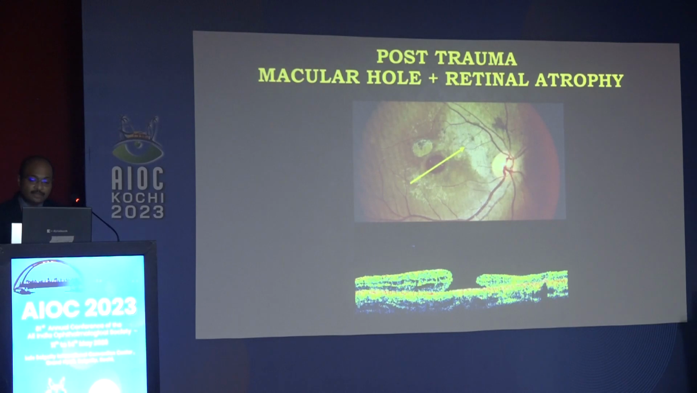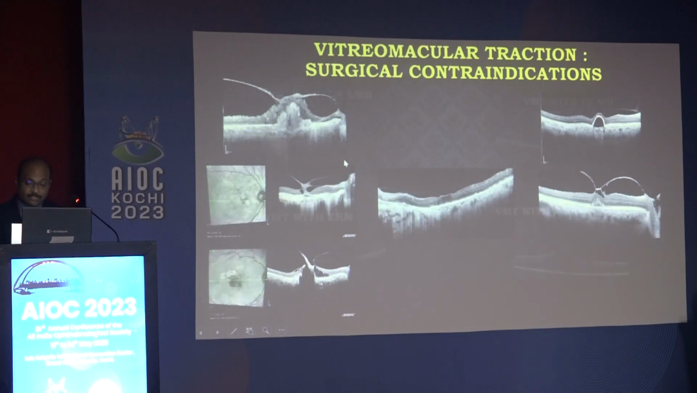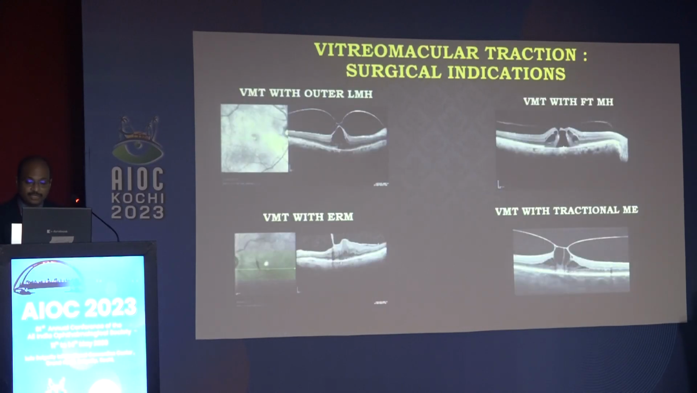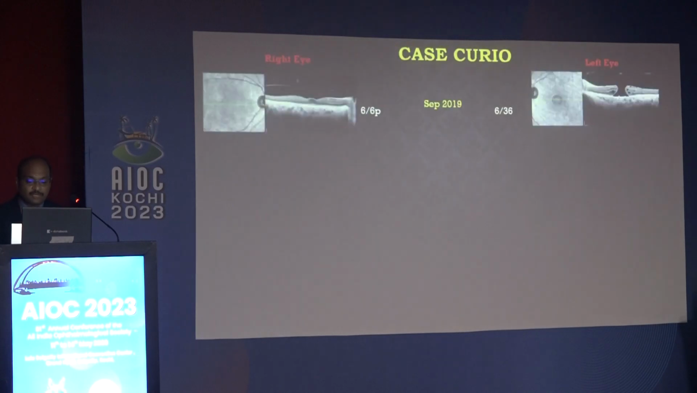You can see this scan taken here. One part of it is atrophic, so this is a patient who will definitely have poor vision. And this is vitreomacular traction, which is pulling on the macula, and you can see different varieties: an outer lamellar hole, a full thickness macular hole with epiretinal membranes, and tractional macular edema. These are cases where you can operate and should operate and you'll have good outcomes, whereas in others where you have degeneration or scarring, probably you won't have great results. I'll skip this kind of case.